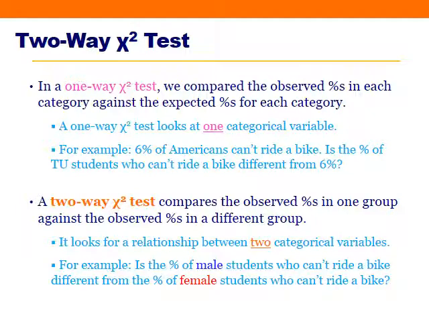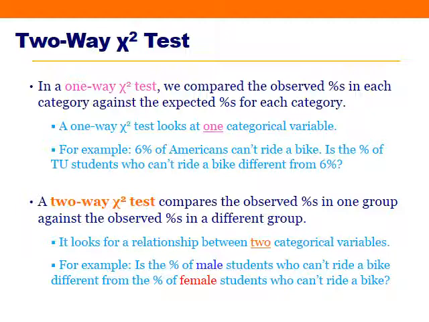So for example, if we know ahead of time that 6% of Americans don't know how to ride a bike, and we want to compare our sample against that number, we could use a one-way chi-square test to see if the percentage of people in our sample who can't ride a bike is larger, less than, or no different from 6%.